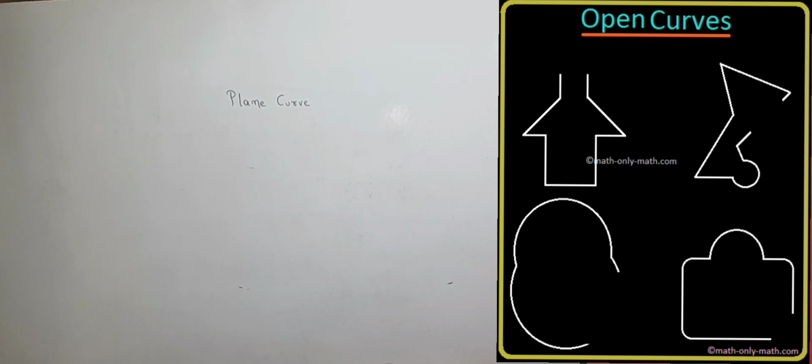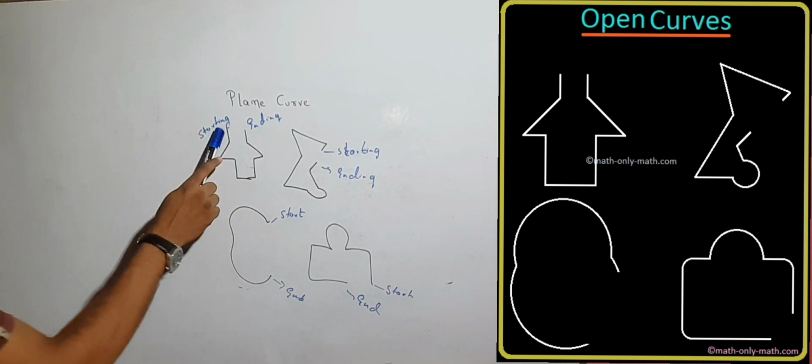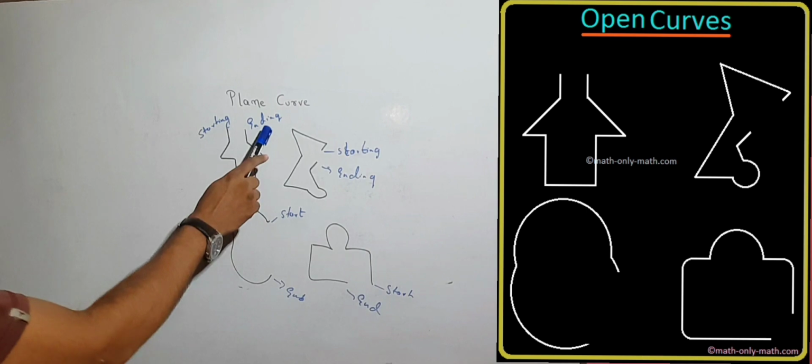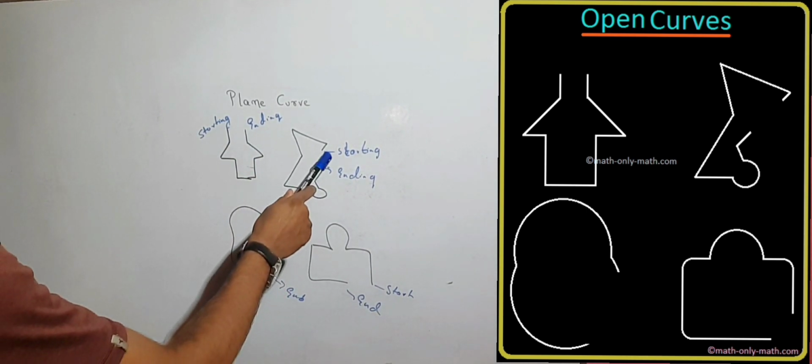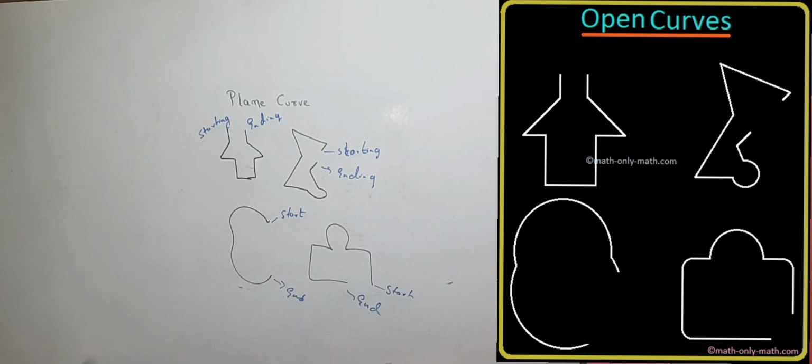If we see the diagram, the starting point and ending points are different. If I assume this one as a starting point and draw the diagram, this is my ending point. Again the same thing. If you see, the starting point and ending point are both different.